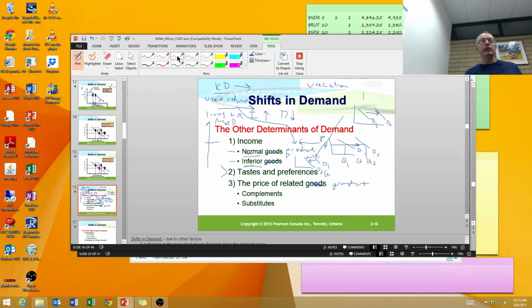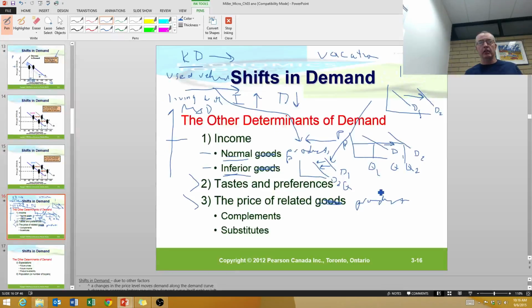Another non-price factor is the price of so-called complements and the price of so-called substitutes. Complements and substitutes. A good example of complementary products are houses and appliances. So let's draw our demand curve for appliances: washers, dryers, dishwashers, and so on.